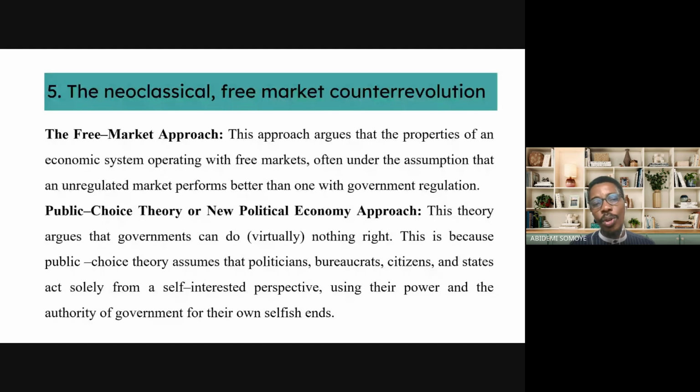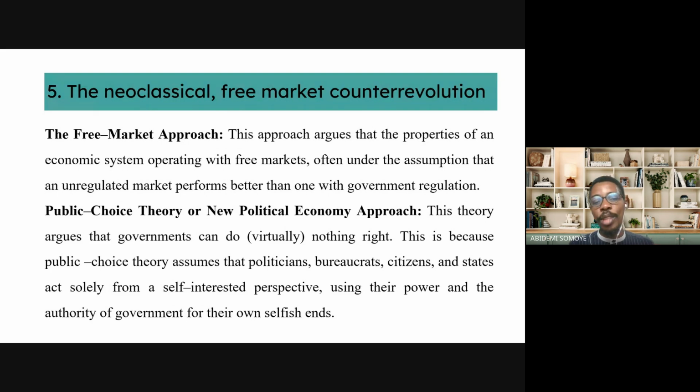Next is the public choice theory, or new political economy approach. This theory argues that governments can do virtually nothing right. Of course, I'm sure the reason that is being said is because of the corruption that is happening in countries. But I'm sure that with the right orientation, the government should be able to do something right.